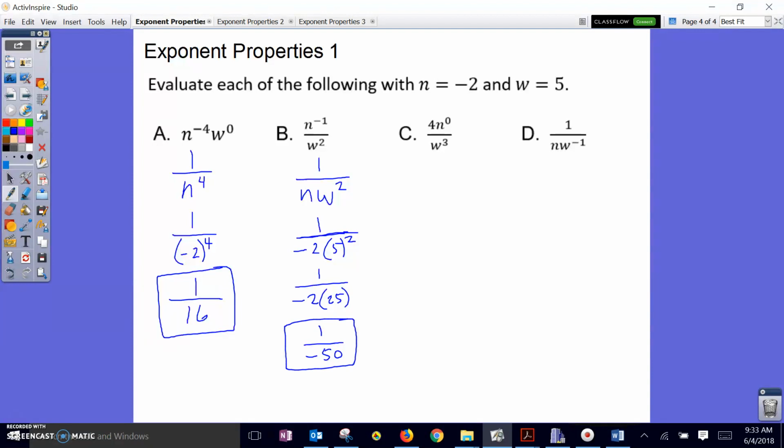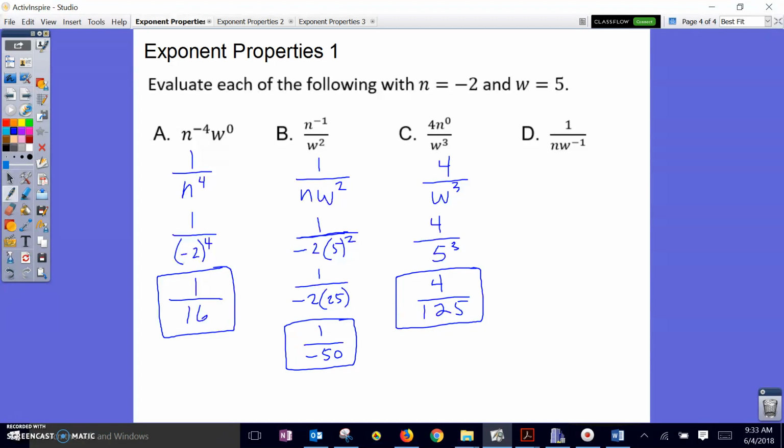Part C, the only simplification I can do, I'm going to turn that n to the 0 into a 1. This becomes 4 over w to the third. We substitute the value of w in. And then I find 5 to the third. 5 times 5 times 5. 5 times 5 is 25. Multiply that by 5. You get 125. So that's going to be 4 over 125.